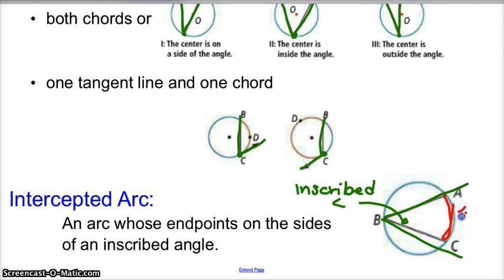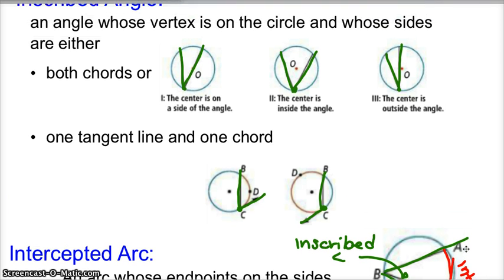This is referred to as the intercepted arc. So if we look back at these drawings up here, the intercepted arc is the arc that's intersected by the angle. Here's the intercepted arc, the intercepted arc, intercepted arc, and the intercepted arc.